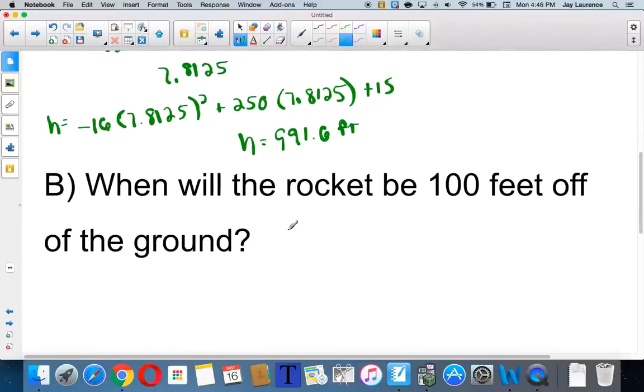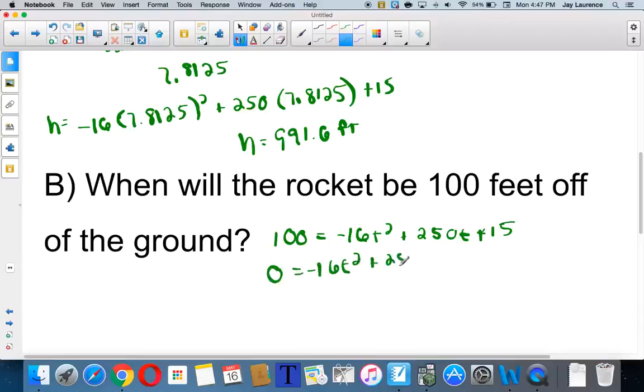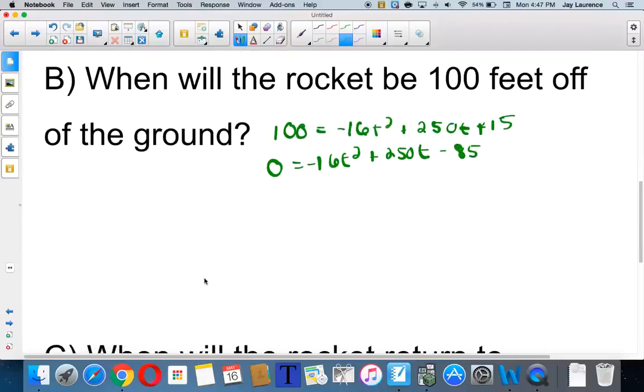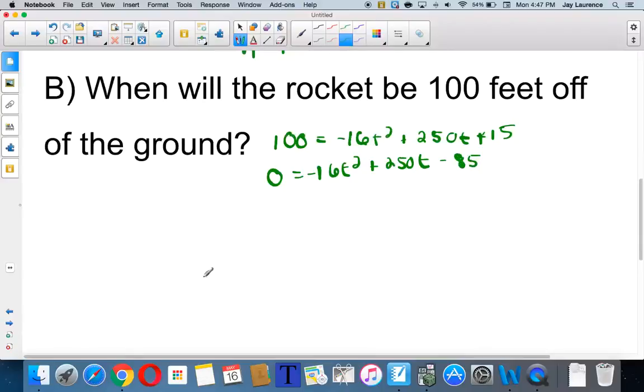Well, same equation, only I make H 100. And so I'll have negative 16 t squared plus 250t plus 15. All right, so I subtract 100 from each side because I want it equal to 0. Why do I want it equal to 0? Because it's a quadratic. I want to use the quadratic formula. Quadratic formula finds me x-intercepts. That's why H, or in this case, it finds me t-intercepts. And that's why I want H to be 0.